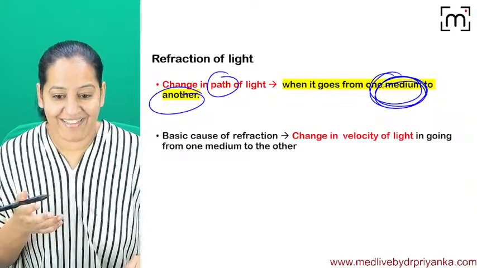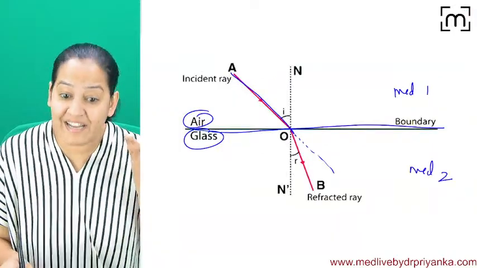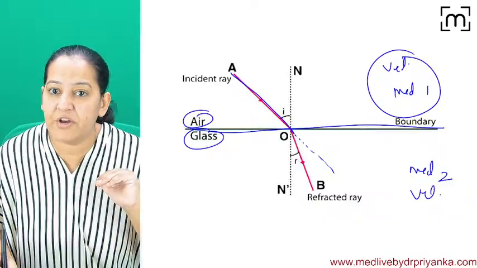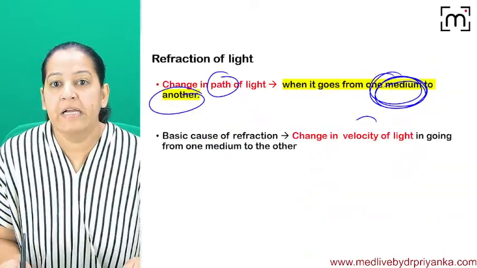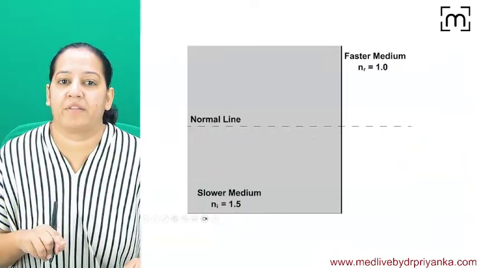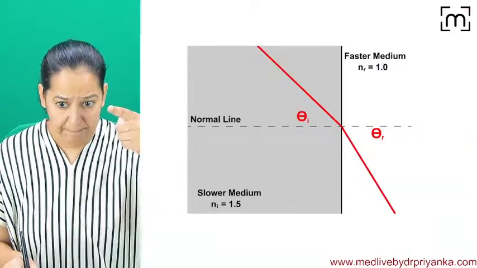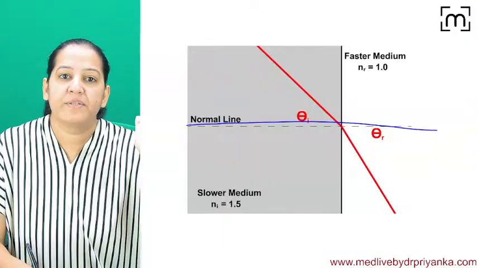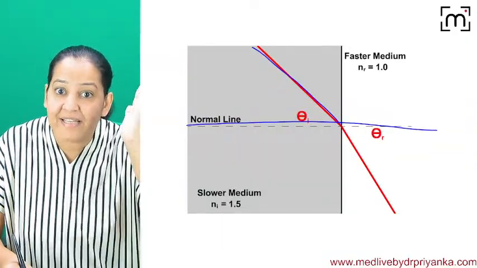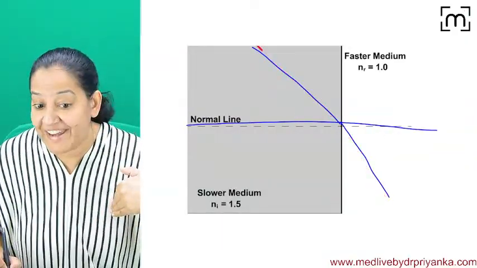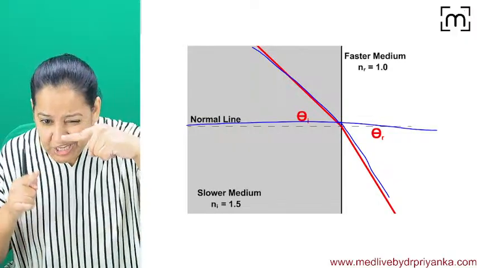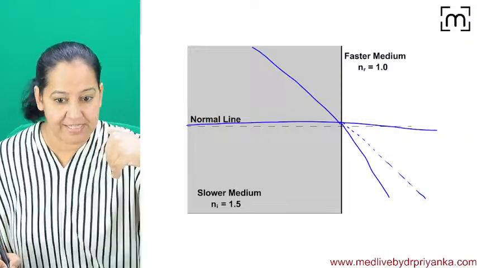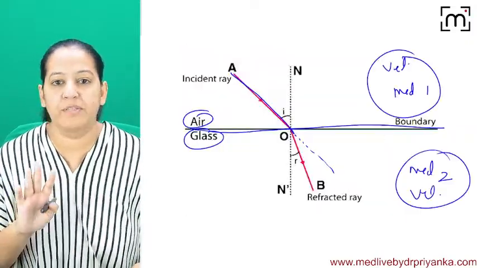Why is there a change in path? Because light has a different velocity in different media. The velocity of light is different in this medium and different in this medium. Because of the change in velocity, there is a change in path. You can see medium 1 and medium 2, and this is the line of junction. The two media can be anything. This is the incident ray, and this is the refracted ray, not reflected. Appreciate the change in direction, although a little bit. It should go in this direction, but it changes its path because of the change in velocity. So this is the definition.